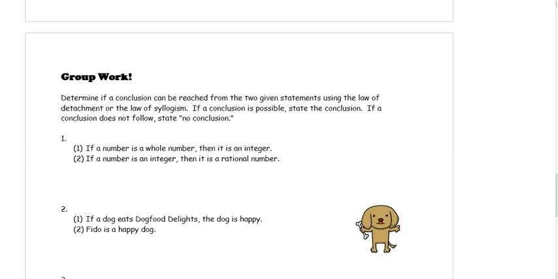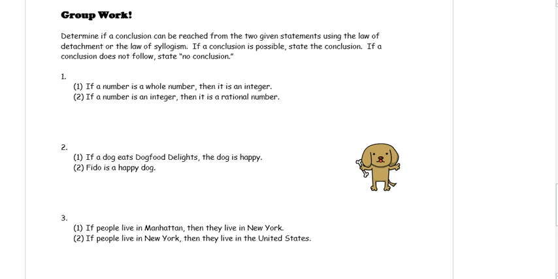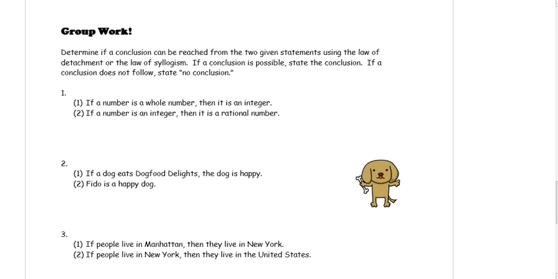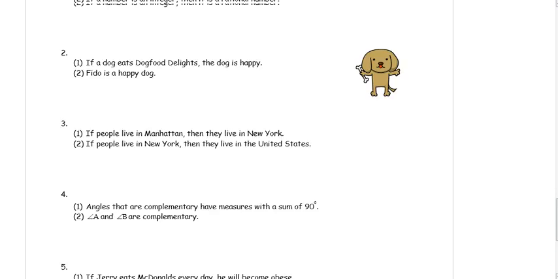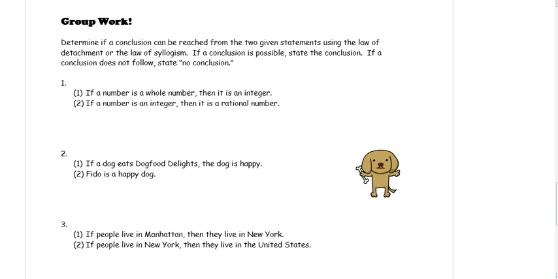Okay, this group work, I'm going to get you guys started on the first two. You guys can try the rest if you want to come prepared before, but I will be checking to make sure you followed at least through 1 and 2, and then I'm going to have you guys do 3, 4, 5, and 6 tomorrow in class. So determine if a conclusion can be reached from the two given statements using the law of detachment or the law of syllogism. If a conclusion is possible, state the conclusion. If a conclusion does not follow, state no conclusion.